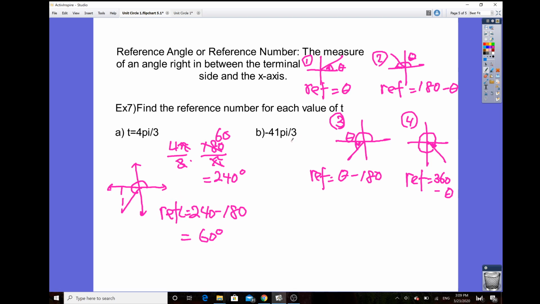So now let's see what about the negative 41 pi over 3. This one is a little bit different because it's going clockwise. Again, the first thing you want to do is convert that from radians to degrees. It's up to you, you can leave that in terms of pi and then just find the coterminal angle. So pi got canceled. 3 goes into 180, 60 times.